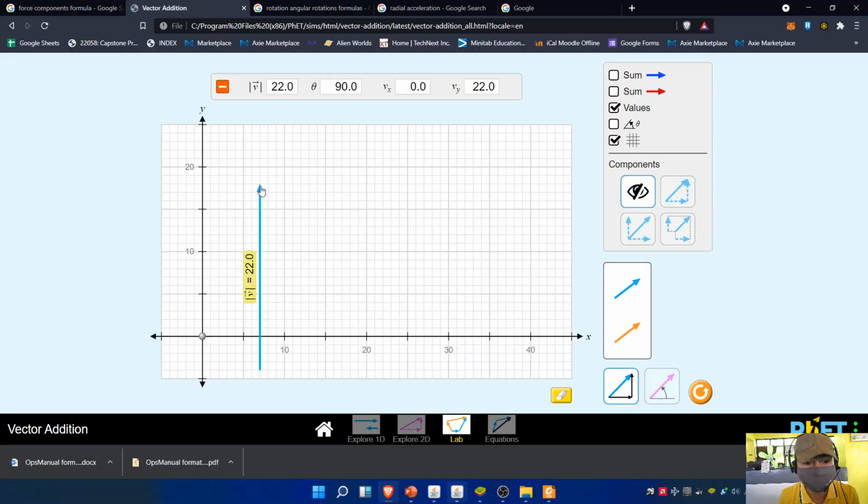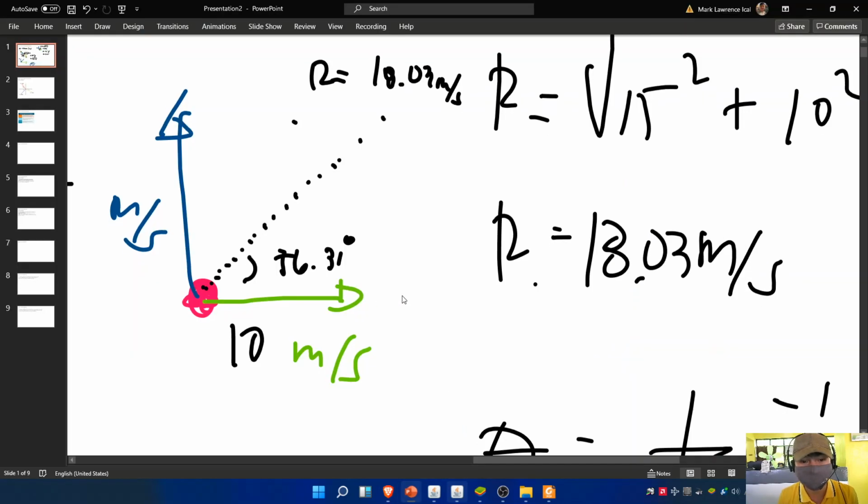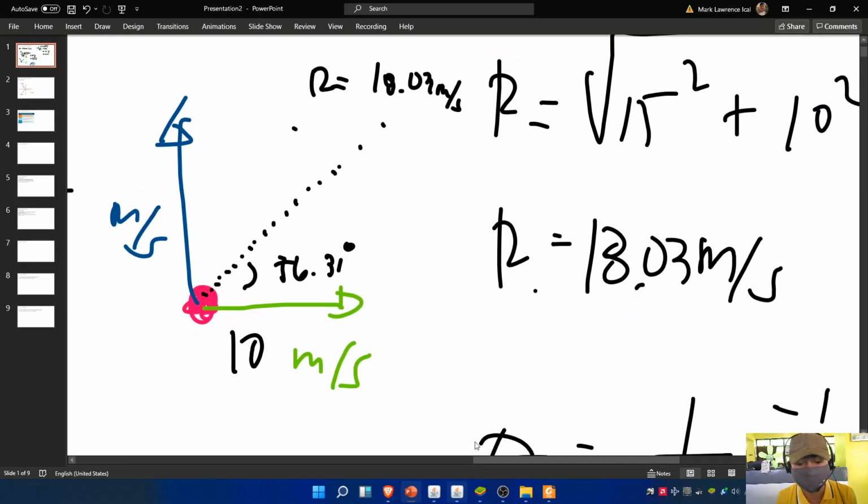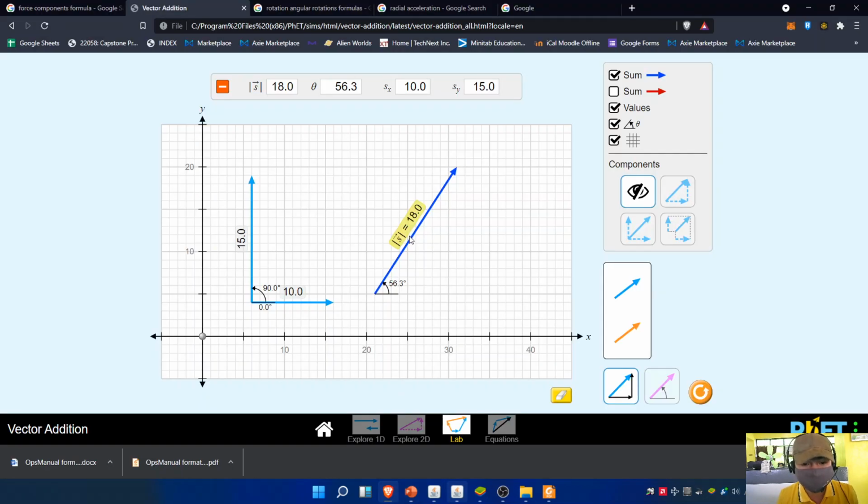Okay, let's try to use the simulation. So let's say this is 15. Okay, and we have another one. It's 10. Okay, so we find the sum. Alright, so see? So our sum is 18. Now, the question is, what's the angle? Tada! The angle is 56.3. Alright, so wow, ang galing. So 18 to 56.3. So that's how you do it.